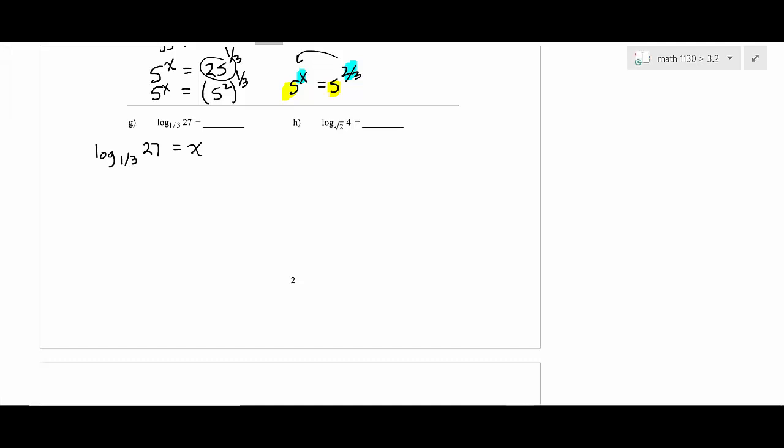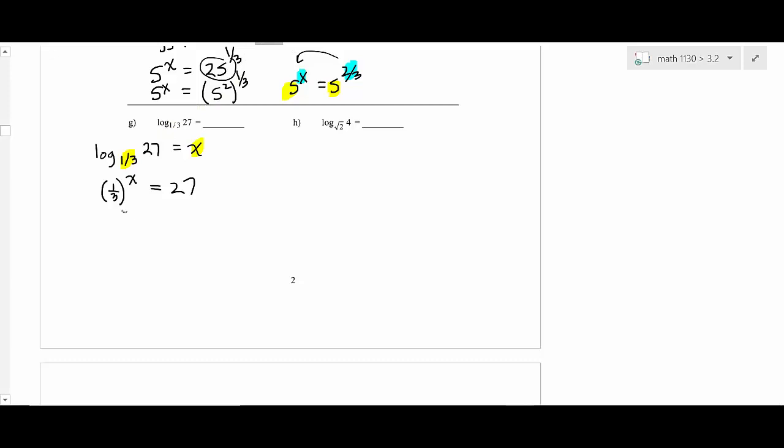Now, we're going to write this in exponential form like we talked about last time. So when you do that, you'll have 1/3, remember that's the base, to that power x is equal to 27. So you want to get that written down. Now, these are the ones that are a little harder for you to do. So you're taking that base 1/3 to the x power equals 27, okay?